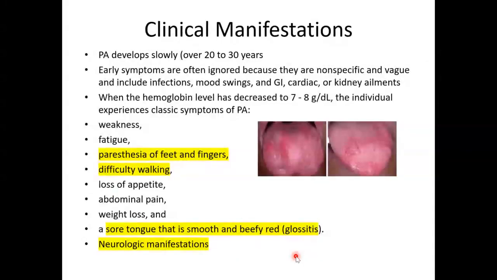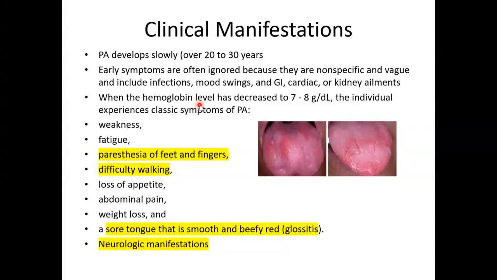What are clinical manifestations of pernicious anemia? So pernicious anemia develops slowly over about 20 to 30 years or so, by the time the individual seeks treatment, it's usually pretty severe. So it's something that takes a while to manifest. Early symptoms are often ignored because they are nonspecific and vague, like infections, mood swings, GI, cardiac, kidney issues, just maybe some vague complaints. So sometimes it's not picked up right away.